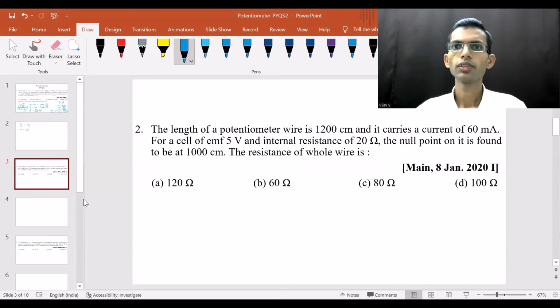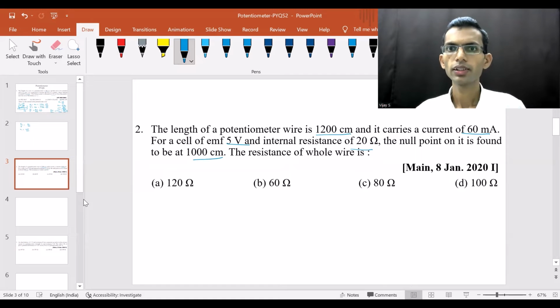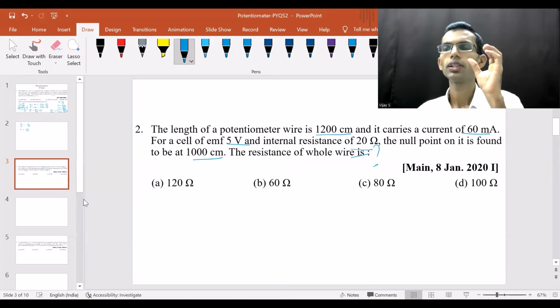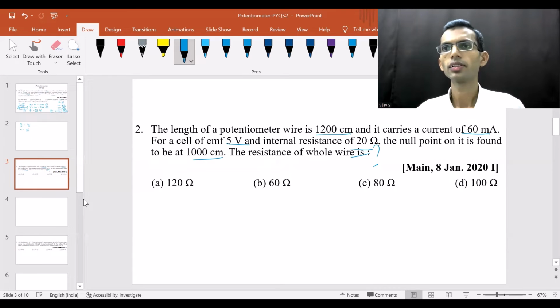The length of a potentiometer wire is 1200 centimeter. It carries a current of 60 milliamps. For a cell of EMF 5 volts and internal resistance 20 ohm, the null point on it is found to be at 1000 centimeter. The resistance of the whole wire he is asking. That means he gave the length of the potentiometer wire, the current carried by it, the cell EMF, its internal resistance, and the length over which balance is obtained. He is asking us to find the resistance of the whole wire.